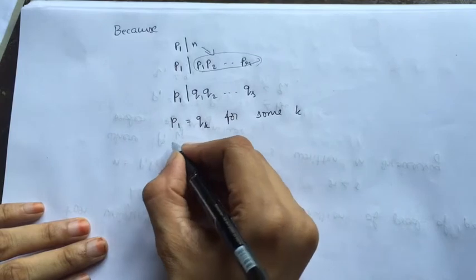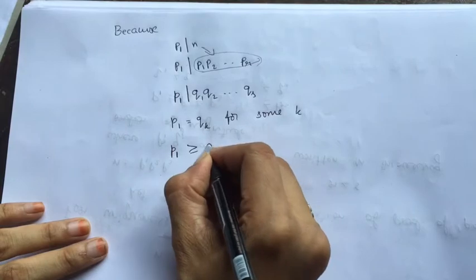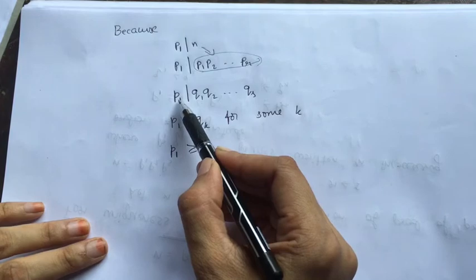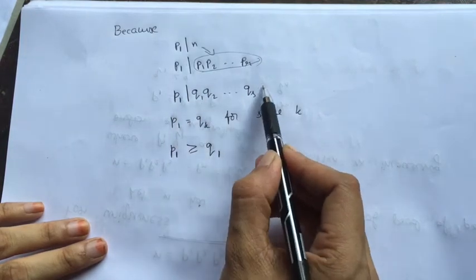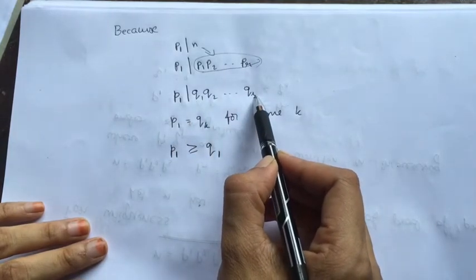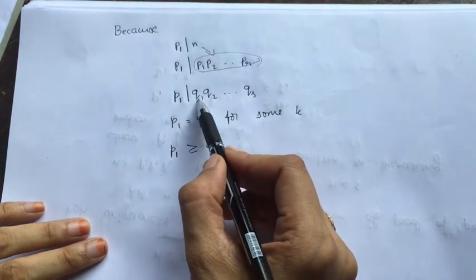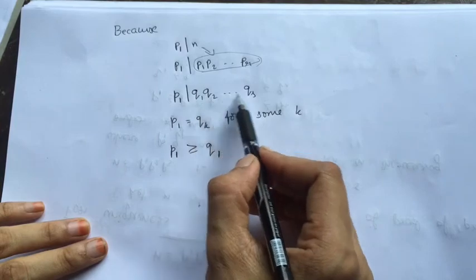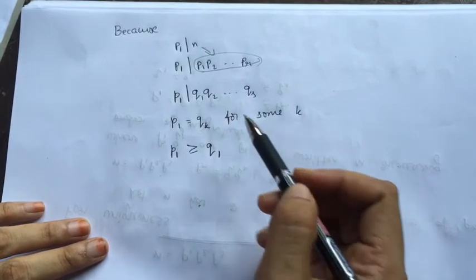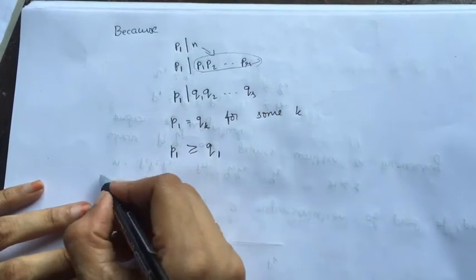But if that is the case, then p1 is greater than or equal to q1, right? See, this P1 is dividing the product, and since this is also prime and these are also prime numbers, by the corollary we have seen, this P1 is equal to any one of these prime numbers, right? So for some k, P1 is equal to Qk. Then either they are equal or P1 is greater than or equal to Q1.